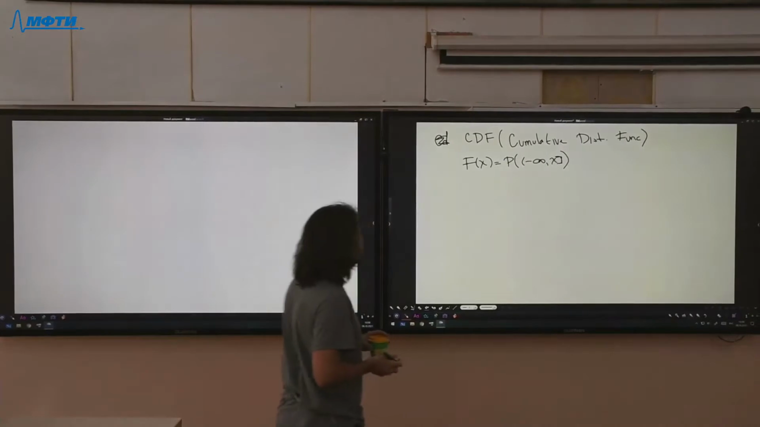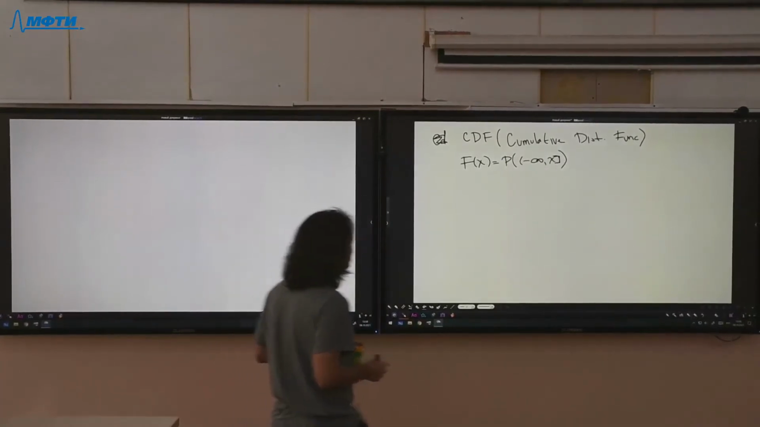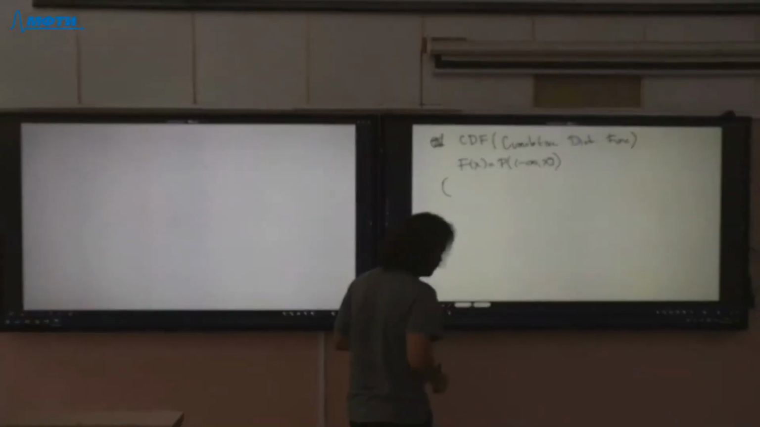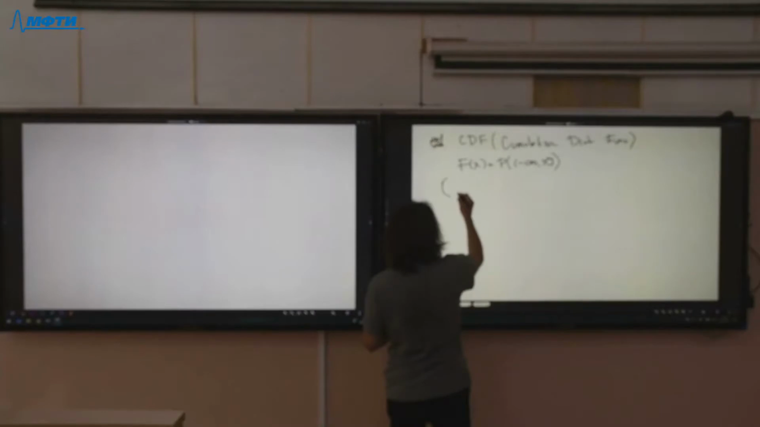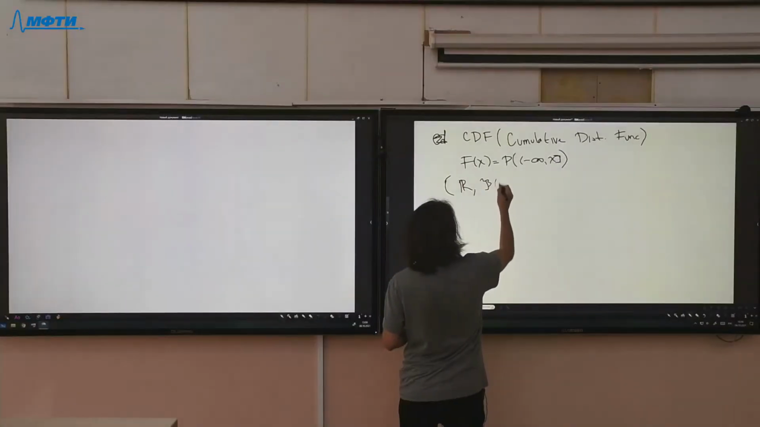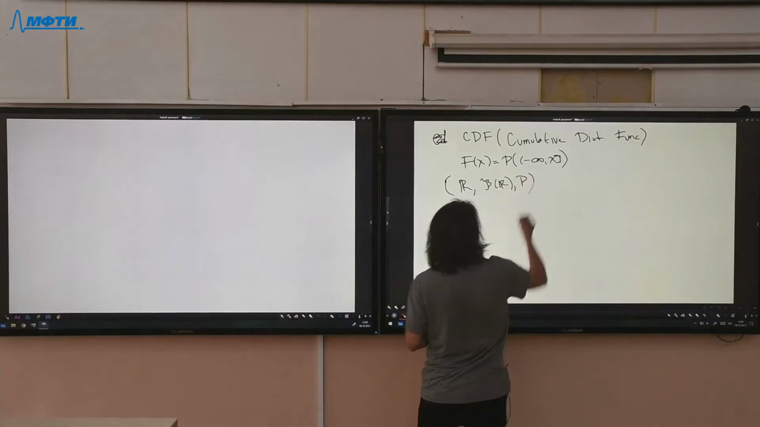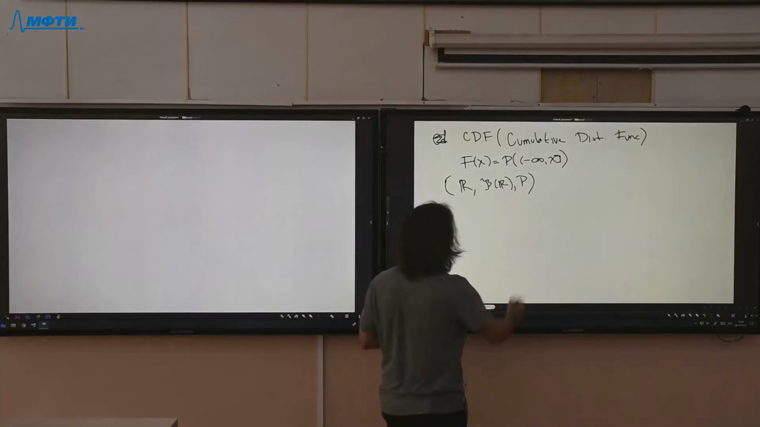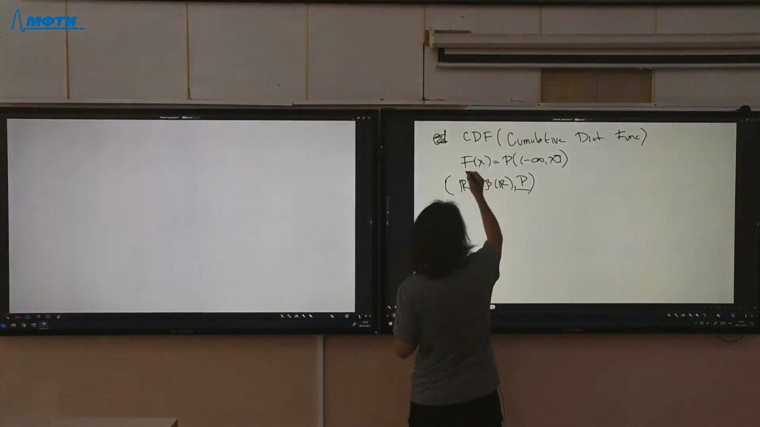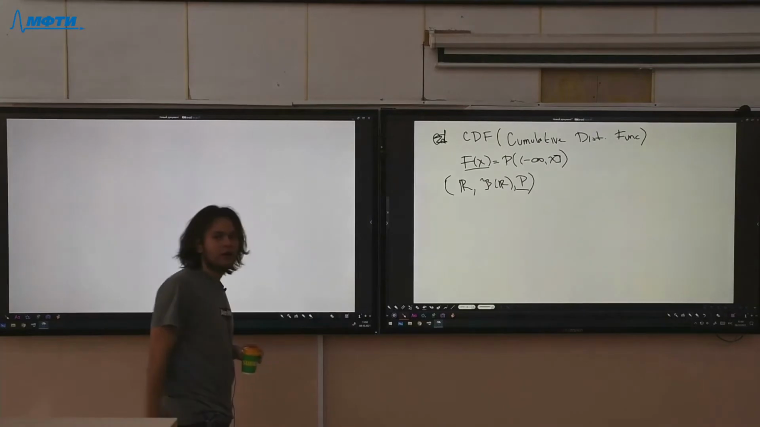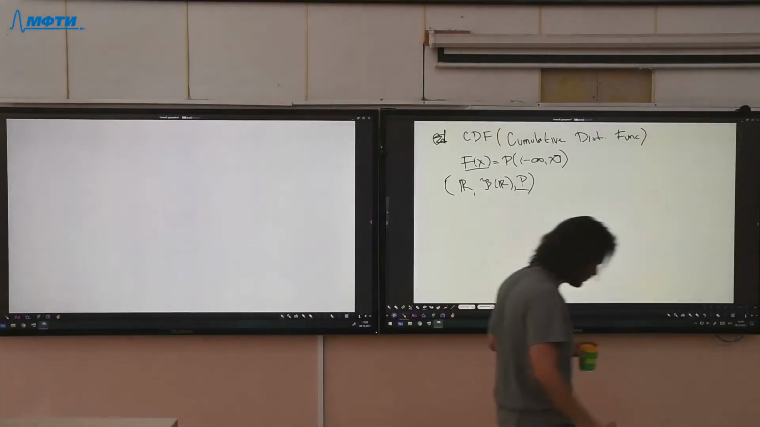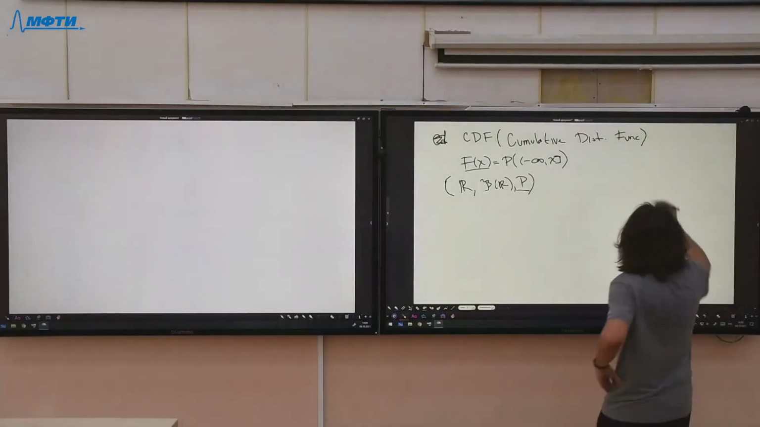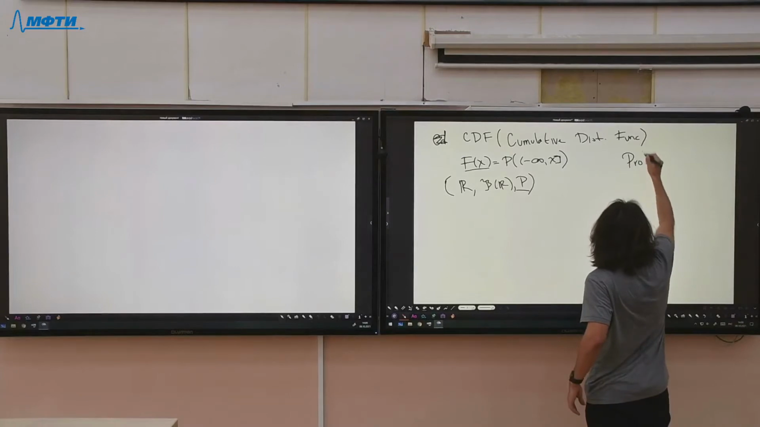Right? That's the definition. So we have, again, this probability space R, the Borel sigma algebra of R and P, right? So this P is the probability measure. And now, since we don't want to use P, we are going to use F of X, or the CDF of the distribution.